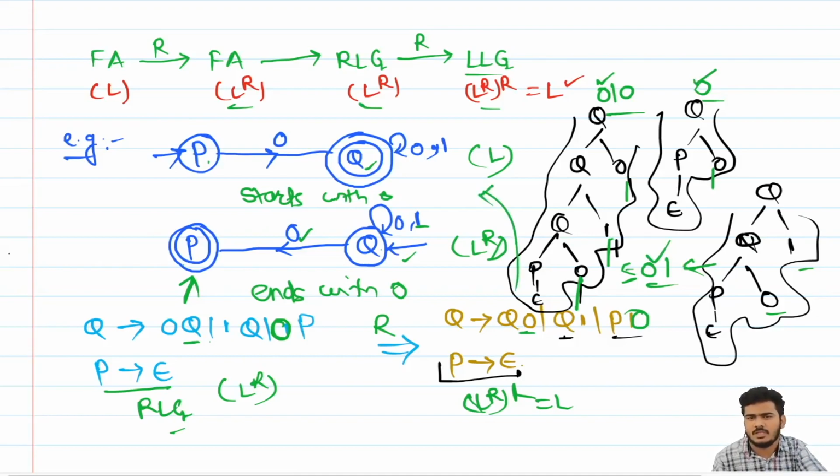So we got the left linear grammar for the language L. How did we get it? First we have the finite automata which is accepting the language L. Then we reverse that finite automata and get the reverse of the language, that is, ending with 0. After that we write the right linear grammar for that reverse language, and finally we reverse that right linear grammar to get the left linear grammar. The reverse of the language reverse is the language itself. So this is also an important point to note.